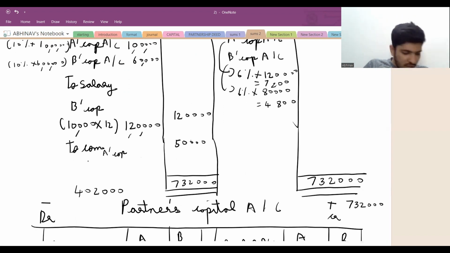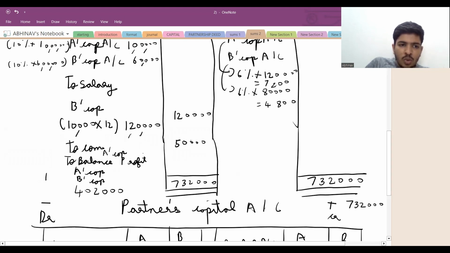Now, you have 7,32,000 here. So the remaining is the balance profit, and it's transferred to A's capital and B's capital. They're telling the ratio of 1:1. So how much money will get transferred to A and B capital as profit? Simple.